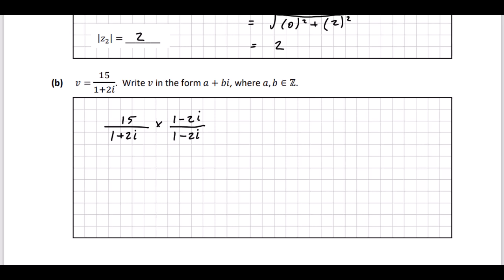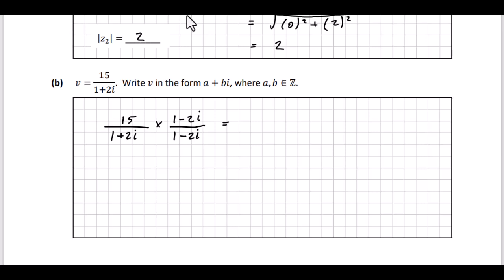So 1 minus 2i divided by 1 minus 2i is just 1. So all we're really doing here is just taking 1 and multiplying it by this fraction. So if you multiply any fraction or anything by 1, you're not going to change it. So we haven't changed the fraction here, but it will help us get rid of that fraction, if you like, and rewrite it in the form a plus bi.